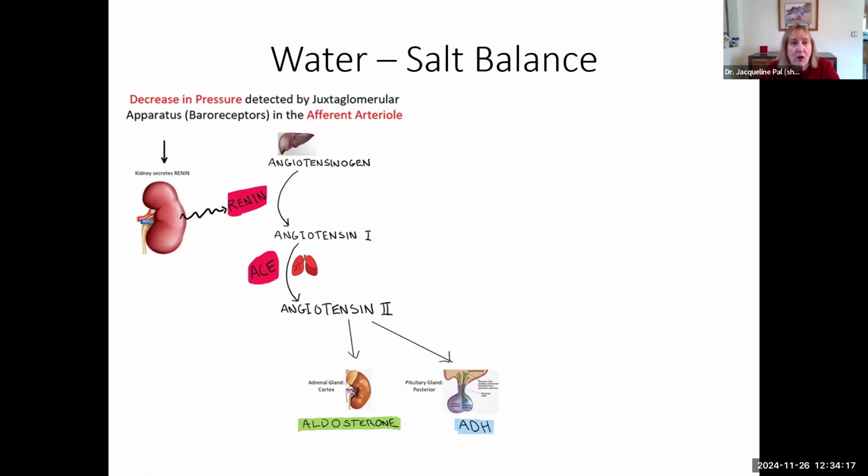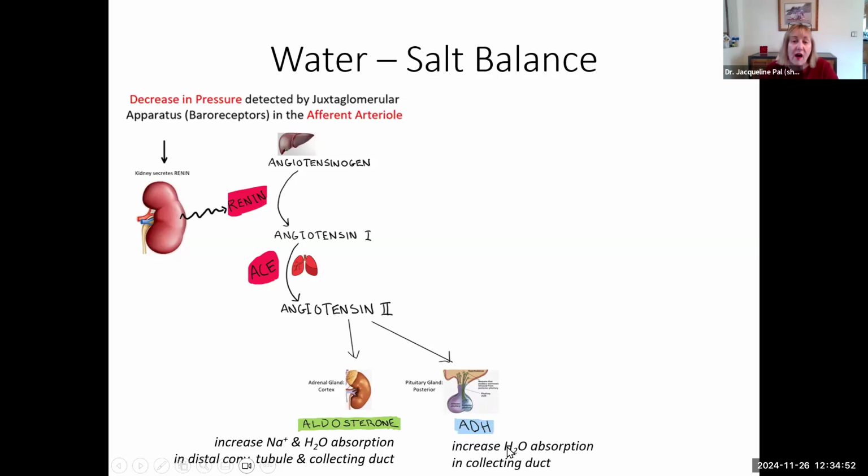So what do you need to know for this course? After you have renin, you need to know aldosterone will increase from the adrenal cortex, and antidiuretic hormone will increase from the posterior pituitary. But you also need to know what will happen as a result of both of those. From aldosterone, sodium and water will both be reabsorbed from the distal convoluted tubule as well as the collecting duct. And from antidiuretic hormone, water will be absorbed from the collecting duct.